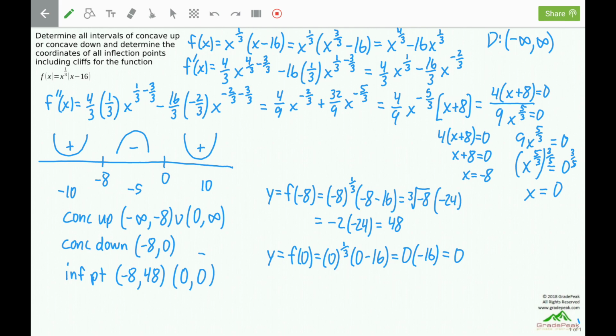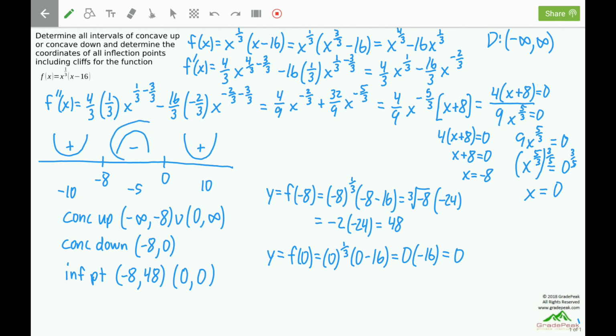One thing to notice about this inflection point occurring at 0, 0: the x equals 0 candidate number back up here came from the denominator. And if there is a candidate number from the denominator and it turns out to be an inflection point, it's an inflection point by being a cliff. So right at the 0, 0, which is the origin, we have a cliff.